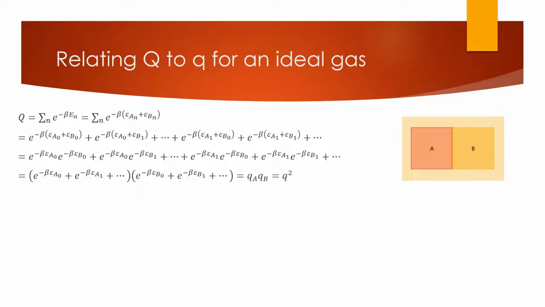This is true in general. So if we have a system of distinguishable units, capital Q is always equal to lowercase q raised to the n, where n is the number of components of the system.